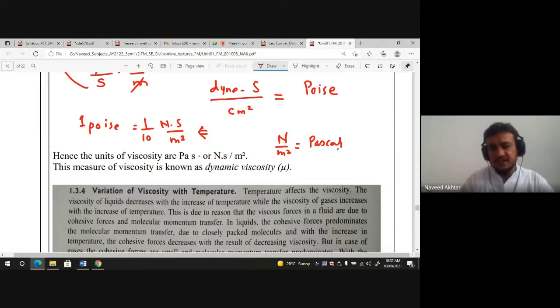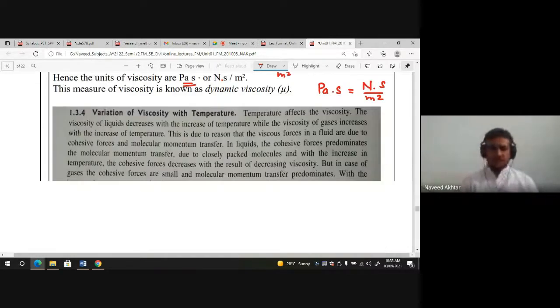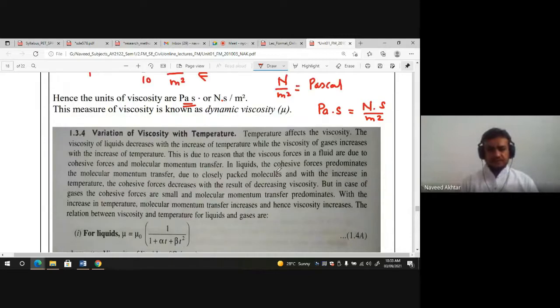It means that the Pascal second is the unit of viscosity. So generally, the unit of viscosity is the Pascal second, or you can write N·s per meter square. So this is the unit of your viscosity. This measure of viscosity, the dynamic viscosity, is called mu.